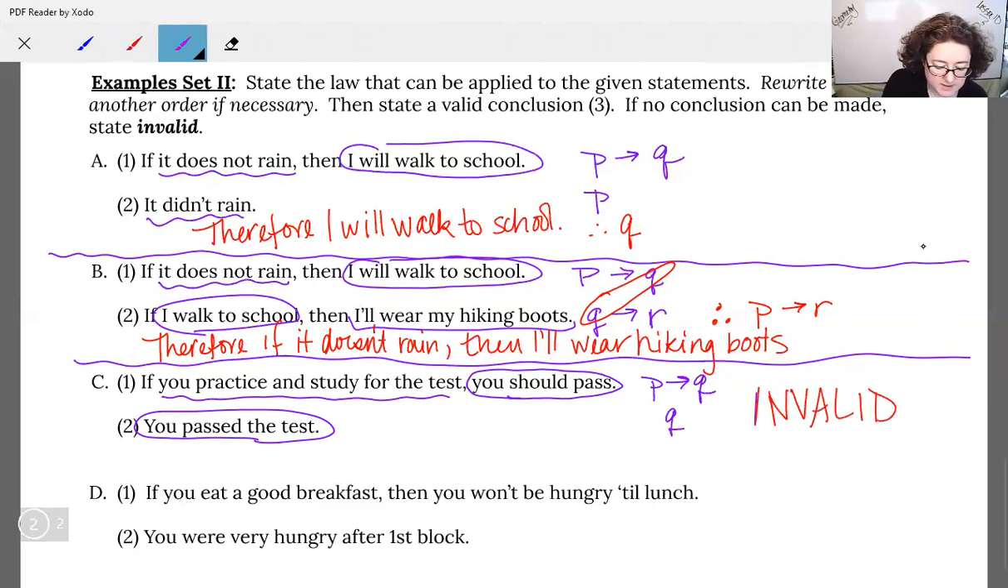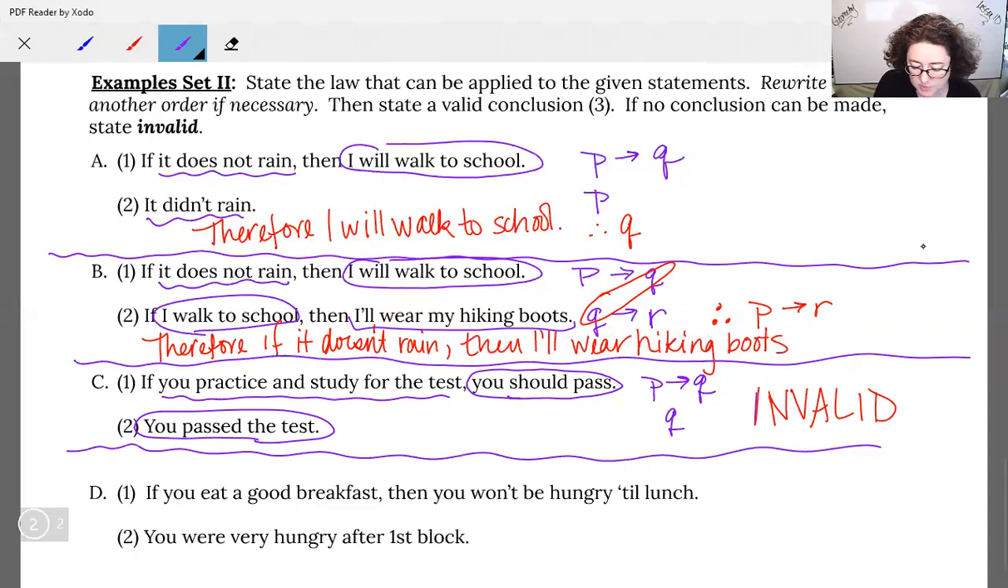Okay, now would be a great time to pause the video, try out example D on your own, and then start it back up and see if you got it correct.